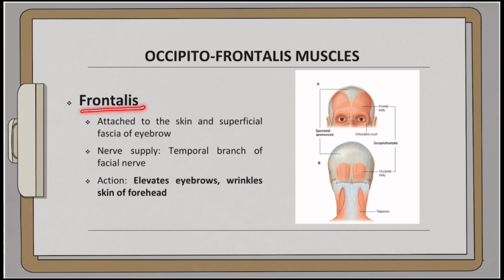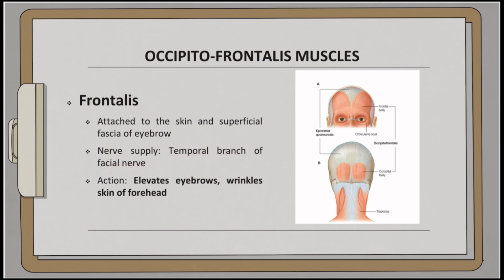And the frontalis muscle is attached to the skin and superficial fascia of the eyebrow. There is no bony attachment of this frontalis muscle. You can see some fibers are attached to the skin in the superior part, whereas the inferior fibers are attached to the muscle known as orbicularis oculi. The nerve supply of the frontalis muscle is by the temporal branch of the facial nerve. This is the motor nerve given to the frontalis muscle.